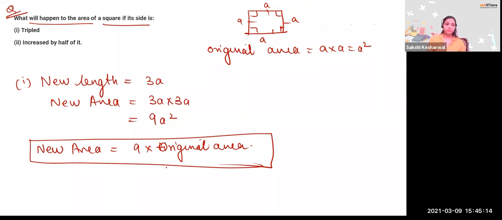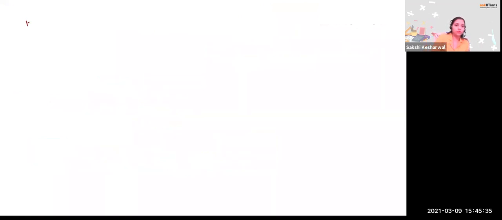Done writing? Now it says increased by half. Increased by half means what? So if the original length is like 4, right? You're going to increase by half, which means what will be the half of 4? Half of 4 is 2. So your new length is going to be 4 plus 2, that's going to be 6, right? Now let's talk about the second part. So your new length will be equal to what? A plus A by 2, right or not? That's the half of it.